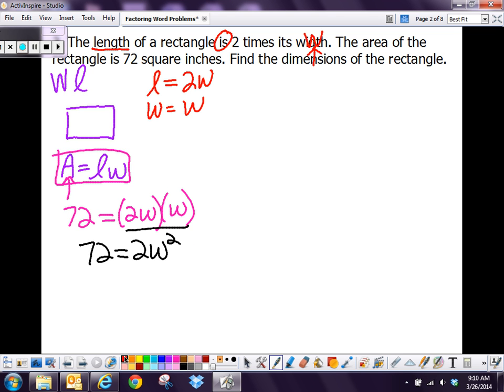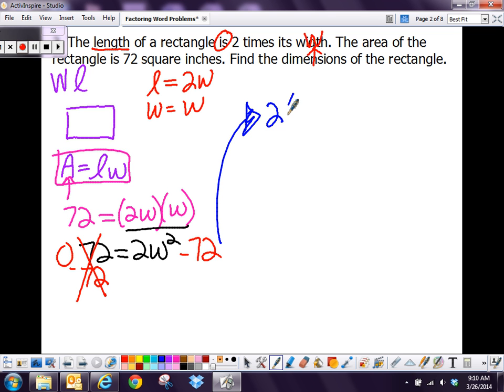Now to factor this, I have to get it equal to 0. So I'm going to subtract 72, and I'm just going to move it to the other side, which leaves this now equal to 0. And now I factor this. Okay, first I look for a GCF. And my GCF here is 2. If I factor out a 2, that leaves me with W squared minus 36, still equal to 0.